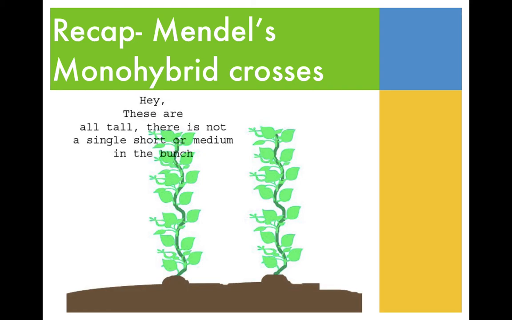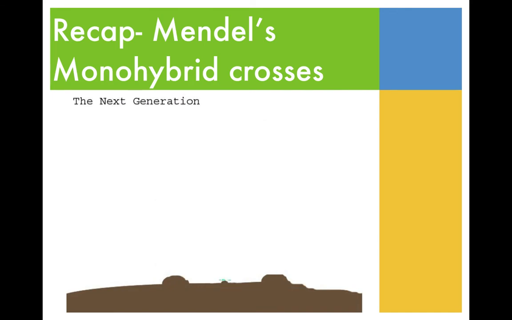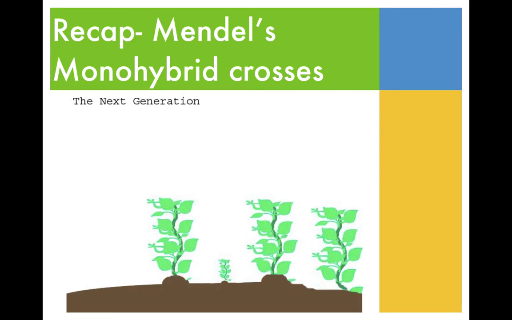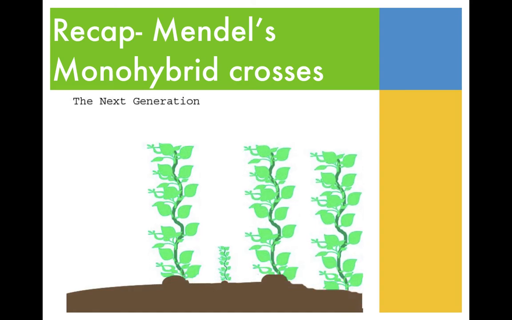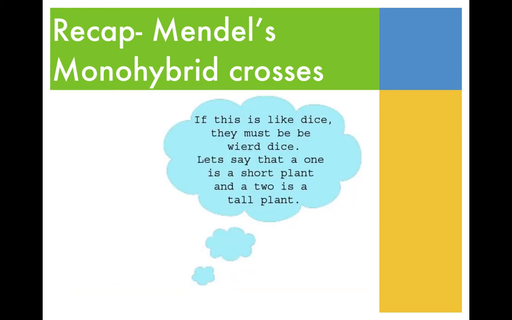So to decide whether or not that shortness had disappeared, whether it was hidden, or if he even made a mistake, he crossed 2 of those together. And when he did, he got a ratio of 3-to-1. And he didn't just get 4 plants. Remember I told you he did 38,000 plants when he checked these over the course of 4 years.